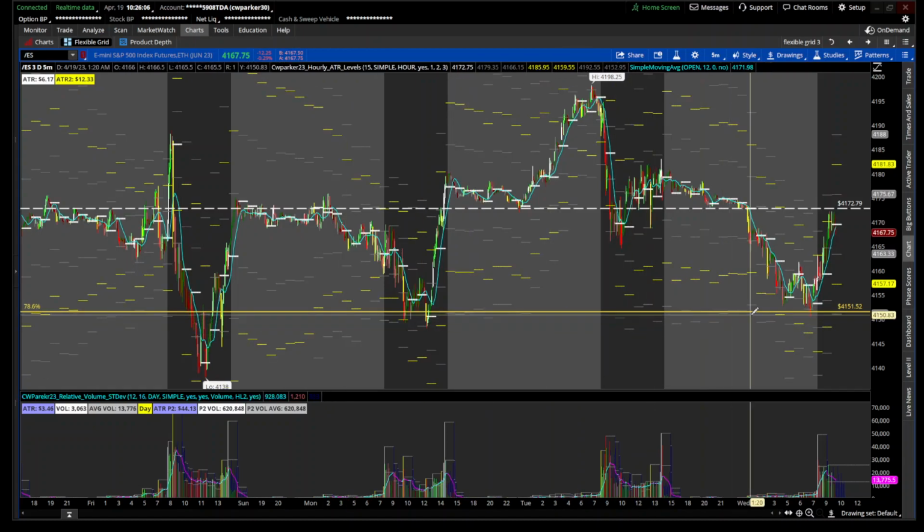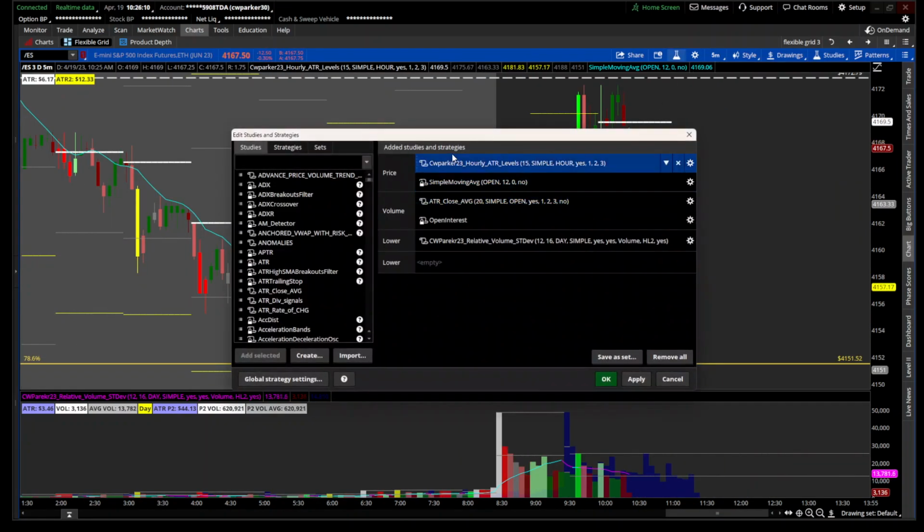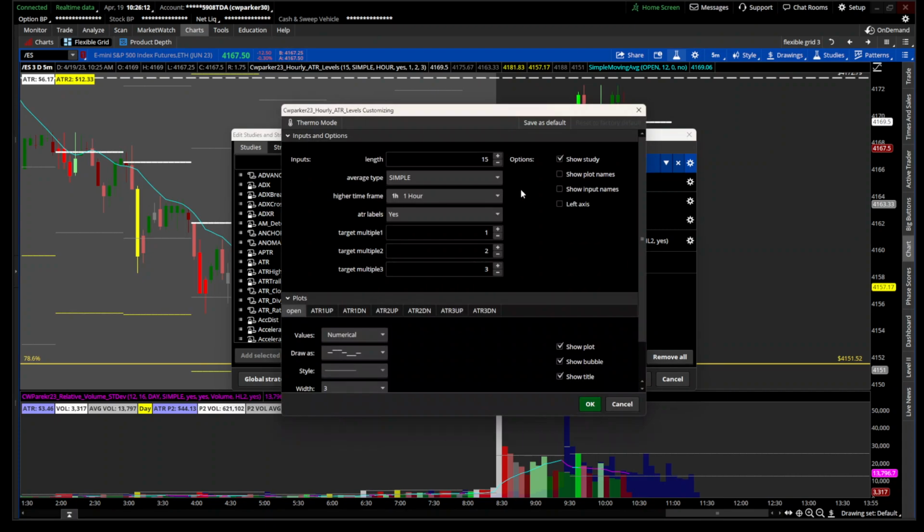Today I'm introducing you to the hourly ATR levels. For the most part, what's in the indicator is that you can change the length. It's simple, based on an hour. You can go to higher or lower time frames if you want to, and what it does is use the open of each candle. Usually, the open of each candle is the previous closing price.